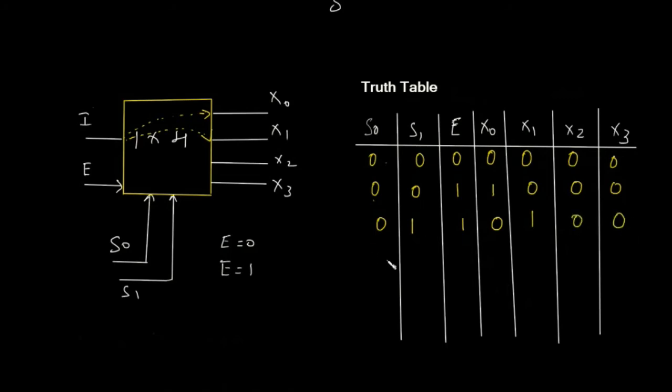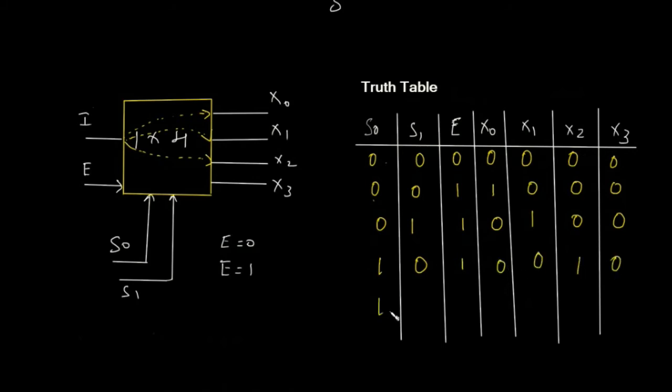The next one is 1 0, right. 1 0 is connected and enable is kept high. What happens? The input is connected with X2. Now X2 will be enabled, the rest of the others will be disabled and there is no data for them.